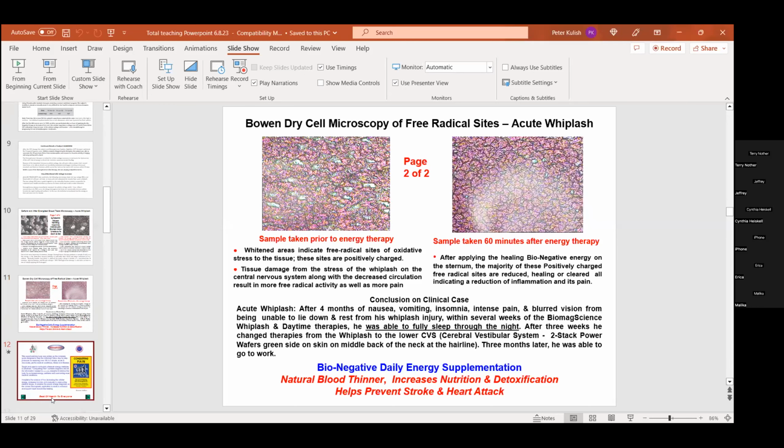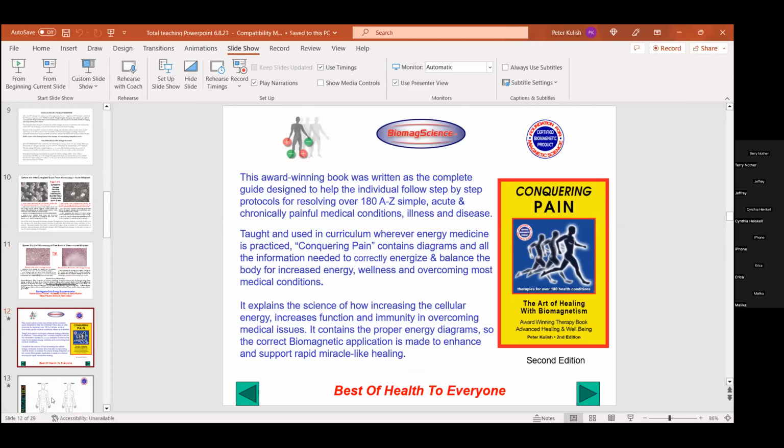All right, the next slide is the book that I wrote. I only put that up. It has step-by-step protocols for over 180 A to Z conditions.